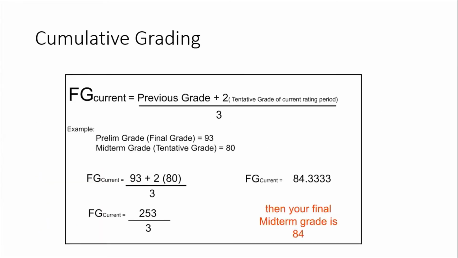And then we have cumulative grading. For cumulative grading, the previous grade has a bearing on the final grade. For example here, for the midterm grade, you need to consider the prelims and the tentative midterm grade. The prelim grade is 93 plus twice the tentative midterm grade of 80, and then divide by 3, and you get the final midterm grade, which is 84.